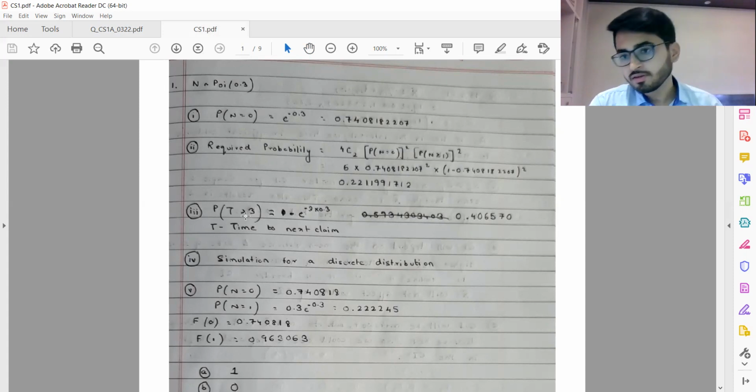Next is the probability that, given that we have received a claim right now, the next claim would come only after 3 years. So it's equivalent to saying that no claims come in the next 3-year period.